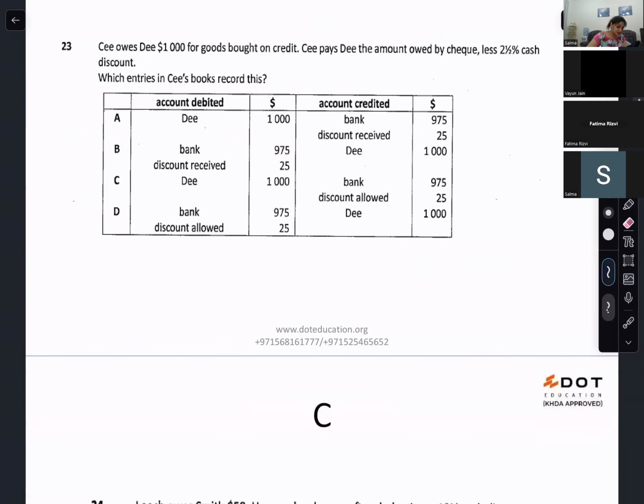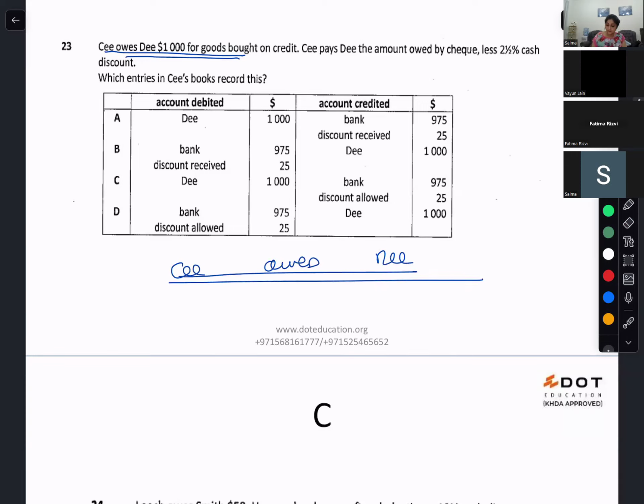Okay. C owes D 1,000 for goods bought on credit. What does this mean? C owes money to D on credit for that 1,000, which means C has to pay D. Has to pay D, yes.